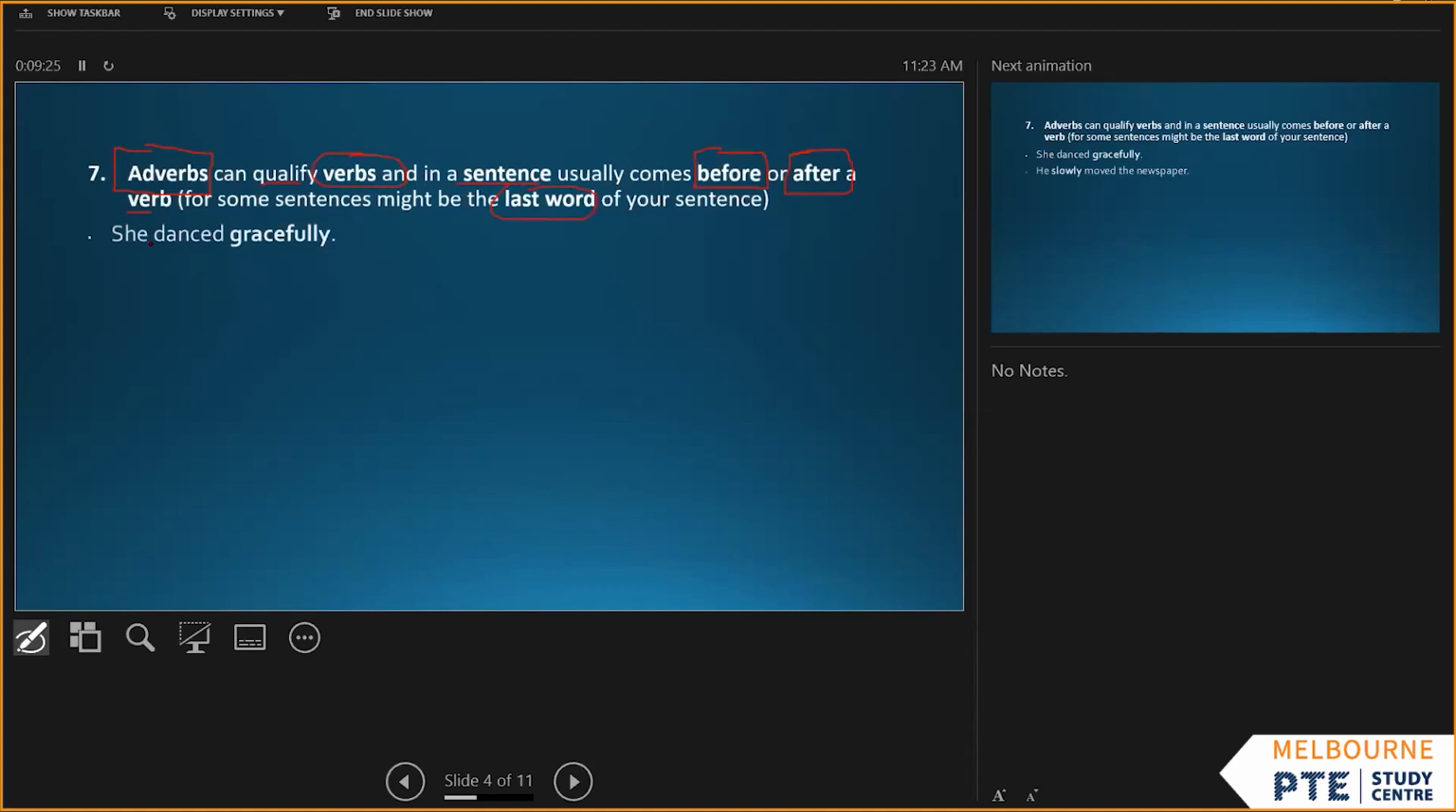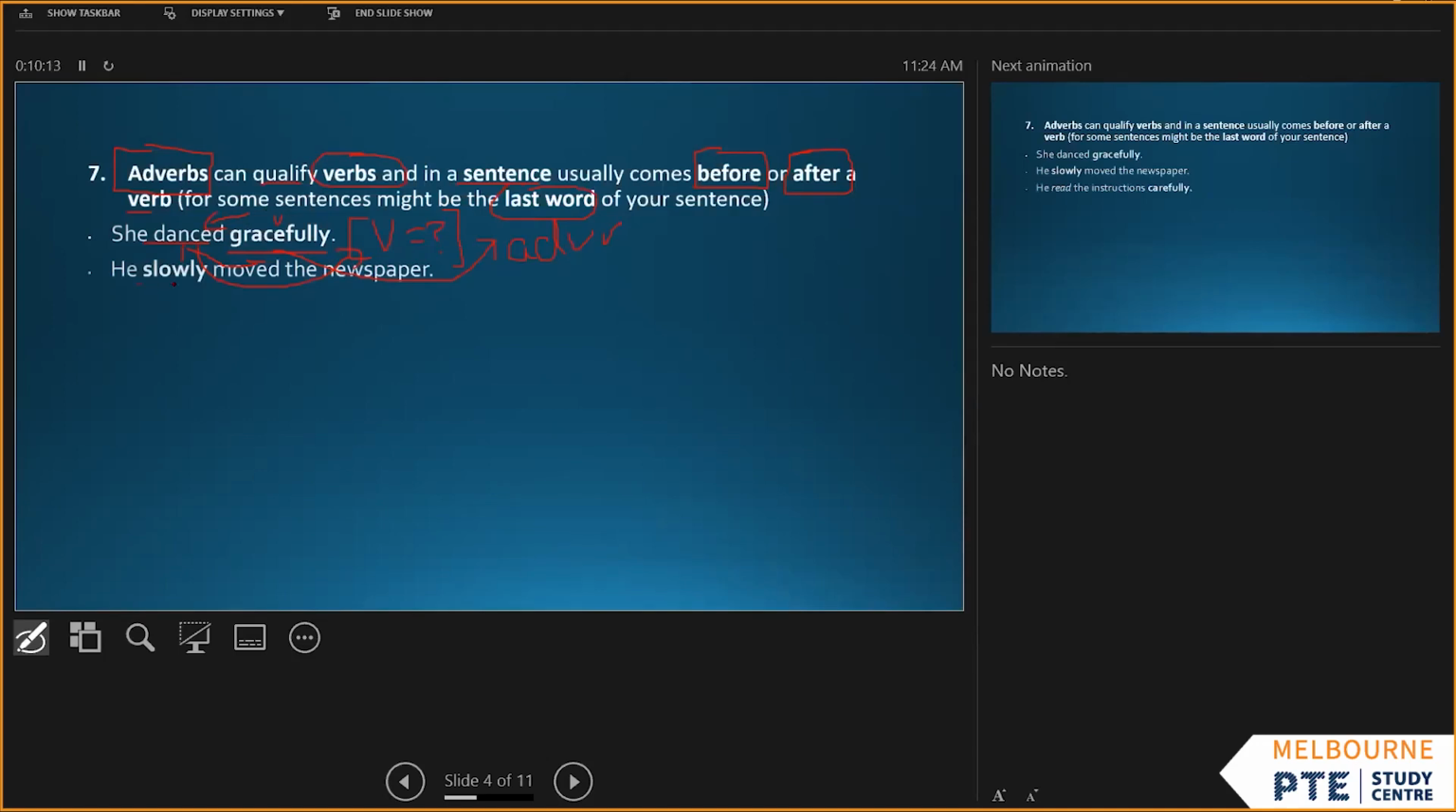What does this say? Yes. She danced gracefully. Now, can anyone tell me firstly what my verb is in here? Dance. Danced is my verb. So can I say gracefully is my adverb then? Because when I'm saying danced gracefully, gracefully is telling me more about her dancing. It's describing her dancing. That's why I will call it my adverb. And if you see, this is coming after my verb.